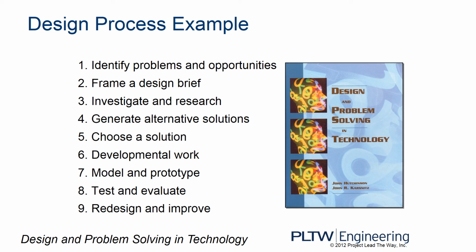So here's an example. It's from Design and Problem Thinking in Technology. You see it has 9 different items. Identify problems, do a design brief, make some research, generate some solutions, choose a solution, create something, test and evaluate it, and then redesign and improve it.